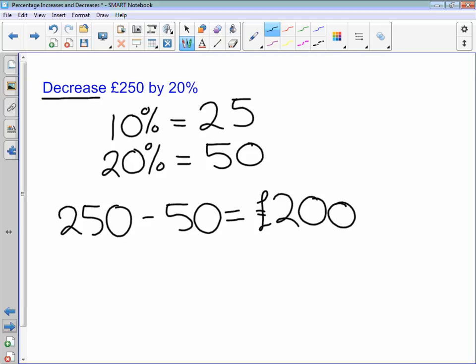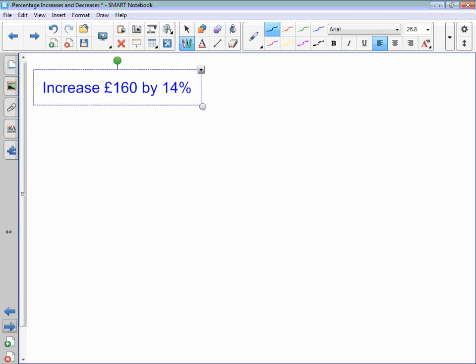The first 2 examples I've done have been straightforward percentages. Now we can look at doing this with slightly more complicated percentage increases and decreases. So I want to increase £160 by 14%. So the first thing I need to do is work out 14% of £160. I know 10% is 16, as we've divided by 10 as usual.